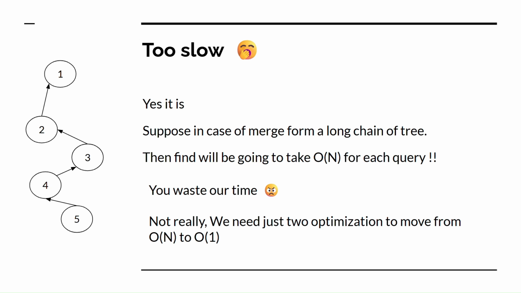So have we wasted time discussing this slow solution? Not really. Definitely we need some optimization in the solution. So we just need two optimizations, and with these two optimizations, this O of n solution is going to be converted to O of 1. So let's see. If you want, you can pause this video and think about what optimization we need. We need just 2-3 lines of code changes in the existing solution we discussed so far.